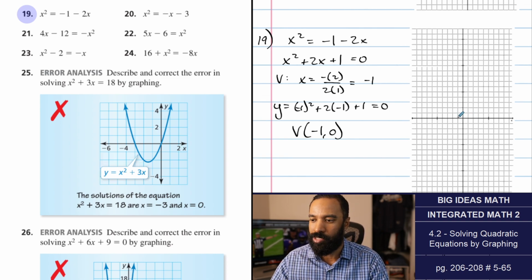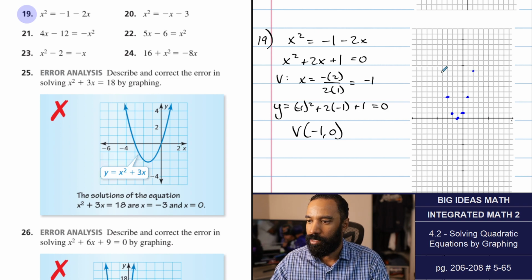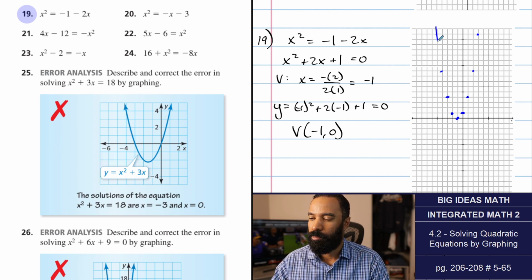But to graph the rest of this, remember we're graphing this one. That's a positive 1 stretch factor. So 1, 1. And that makes sense. 1 was the y-intercept. 2, 4. 3, 9. 4, 16. And there's your beautiful parabola.